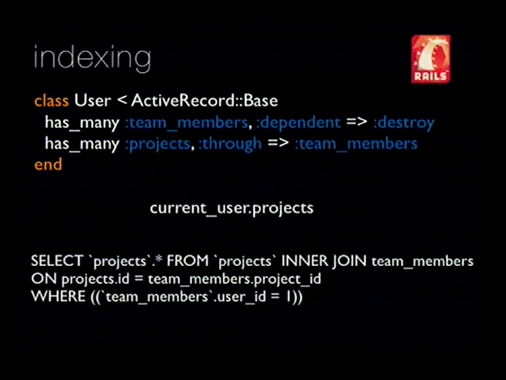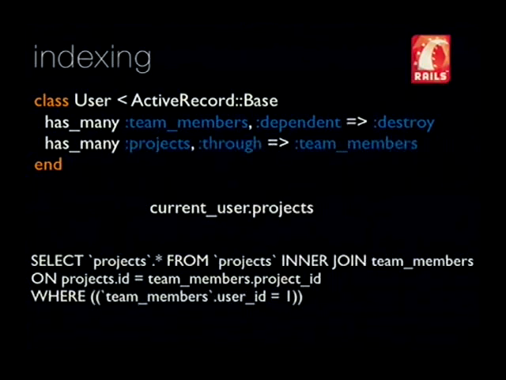Here we have an Active Record model. We have a user that has many team members. Forget about the dependents, we don't care about that. The user also has many projects through the team members. So here we just have a has many through relationship, something very common. And in our projects, we're going to do current_user to get the user that's connected, and .projects, because we just want to get the projects.